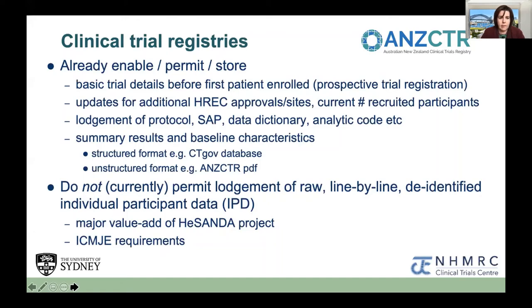And we also permit the uploading of summary results from completed clinical trials and baseline characteristics, either in a structured format, such as clinicaltrials.gov has, a very structured system where you have to enter data in a particular way, or, in all the other registries that exist, essentially an unstructured format, which is a PDF, where you can lodge summary information. But none of the registries currently permit the lodgement of raw line-by-line de-identified individual participant data. And as Julian's outlined, this is where we think there's a major value add for this project.